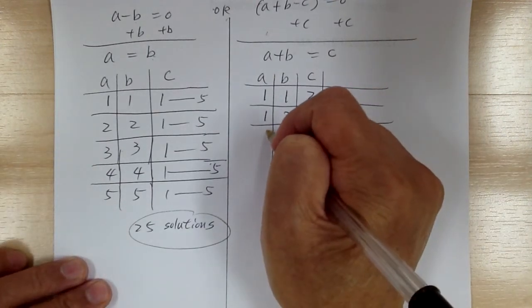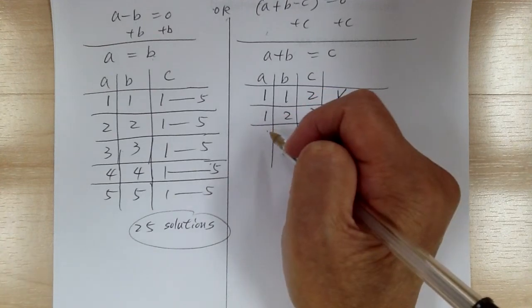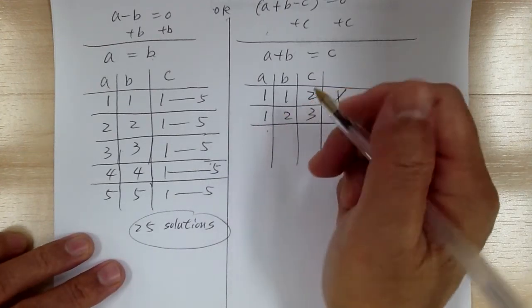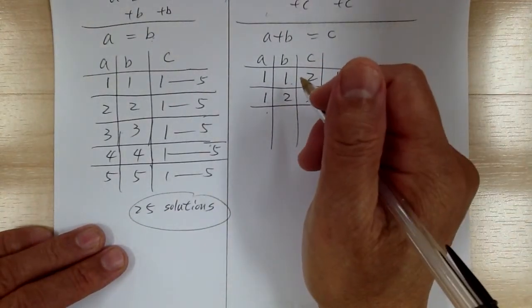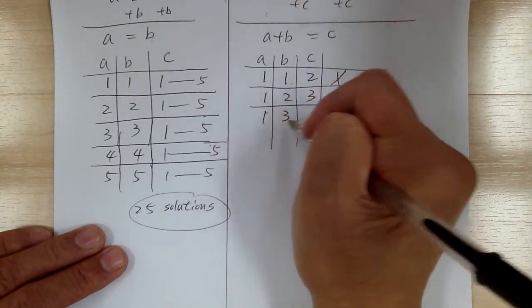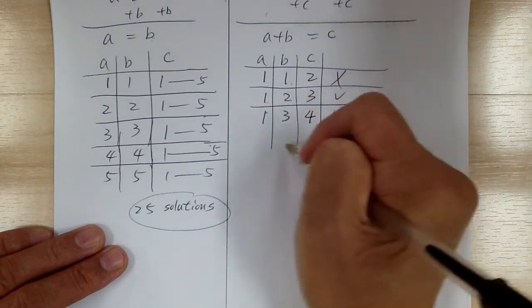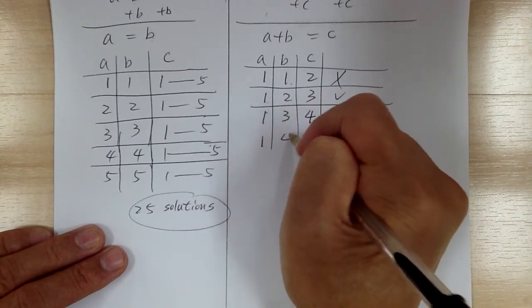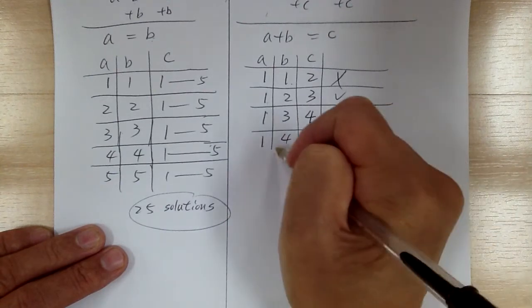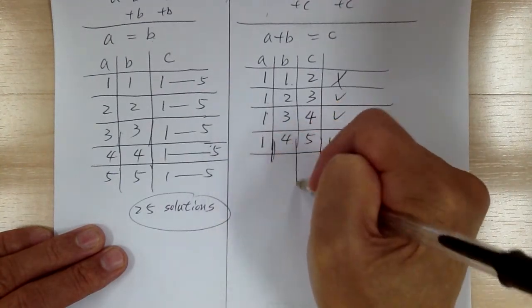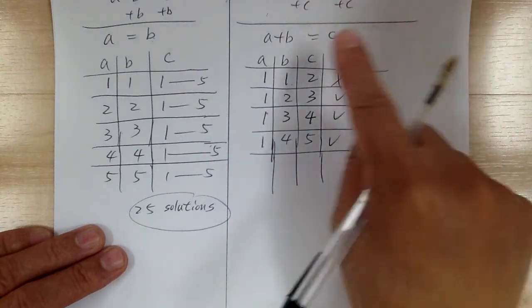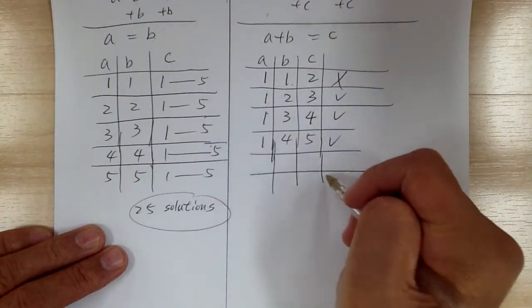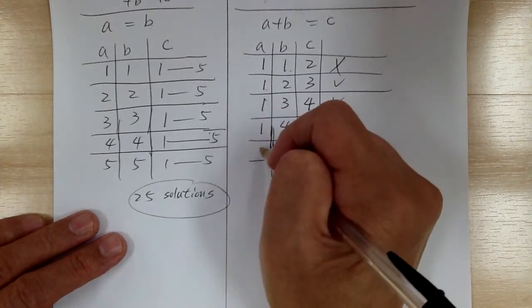Then you can have 1, 2, and then try 1, 3. So 1, 3, 4, that's good. How about 1, 4, 5? Okay, so this one is good. Now you cannot go 1-5 because C will equal 6, right? All of them have to be 1-5. Okay, so you're done with A equal to 1, so that's going to do 2.